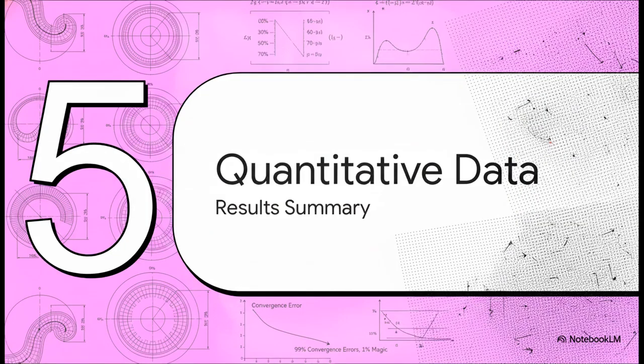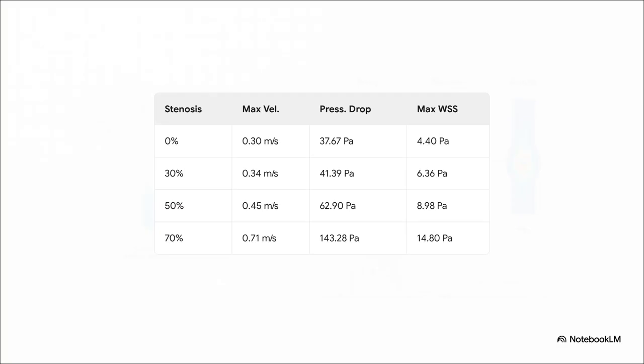Finally, let's look at the hard numbers in Section 5, quantitative data. This table perfectly synthesizes our entire deep dive today. Just track the progression here. At 30% and 50% occlusion, the metrics definitely rise, but they stay relatively manageable. But look at what happens when that artery hits 70% occlusion. We see a truly catastrophic jump in the pressure drop, soaring to 143.28 pascals, alongside a maximum wall shear stress of 14.80 pascals. The resistance to blood flow doesn't just increase, it becomes severe and completely nonlinear at this critical threshold.